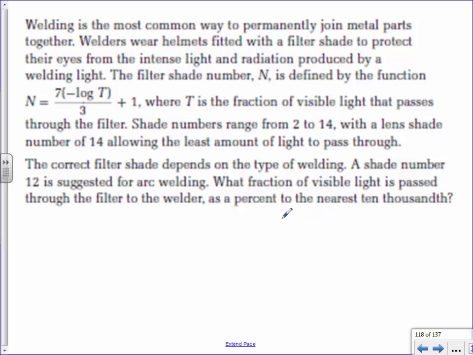So okay, let's go down to the bottom here. A shade number of 12 is suggested for the arc welder. We want to find the fraction of visible light. So this 12 right here, is that N or T, based on the information they gave you? Okay, good, N, yeah. So 12 equals 7 over 3 times negative log t, and then you add 1.